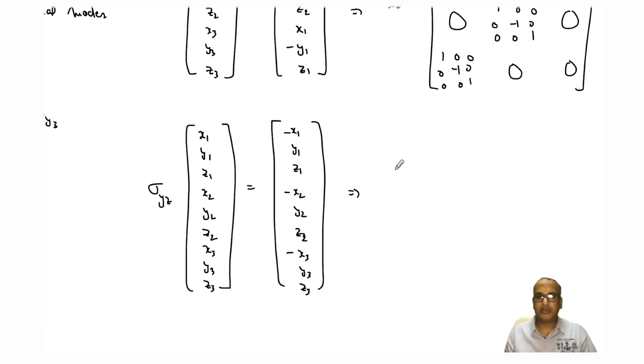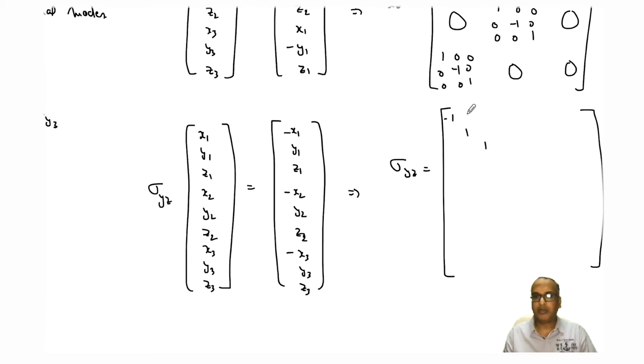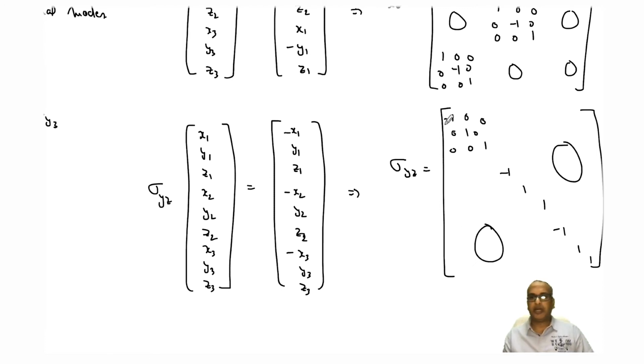So this implies that my sigma yz matrix will be minus 1, 1, 1, 0, 0, 0, 0, 0, 0, minus 1, 1, 1, minus 1, 1, 1. Rest everything is 0, right? Now the trace is contributed by all three atoms because they are unmoved, and there are 6 positives, 3 negatives, so I will have plus 3 as the trace, right?